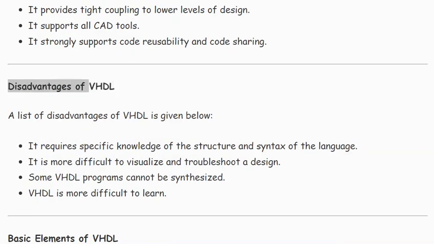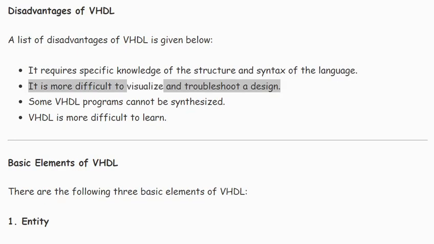Disadvantages of VHDL. A list of disadvantages of VHDL is given below. It requires specific knowledge of the structure and syntax of the language. It is more difficult to visualize and troubleshoot a design. Some VHDL programs cannot be synthesized. VHDL is more difficult to learn.